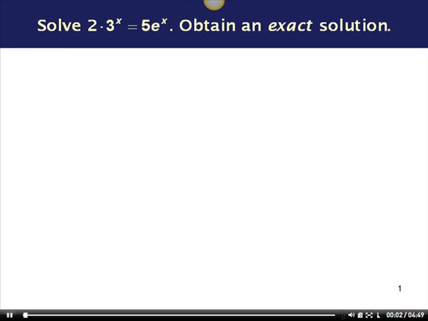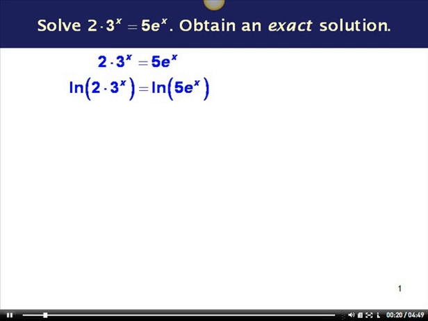Let's solve 2 times 3 to the x equals 5 times e to the x. Note that we're asked to obtain an exact solution. One way I can think about solving this equation is to take logarithms of both sides. Let's take the natural log of both sides of this equation.